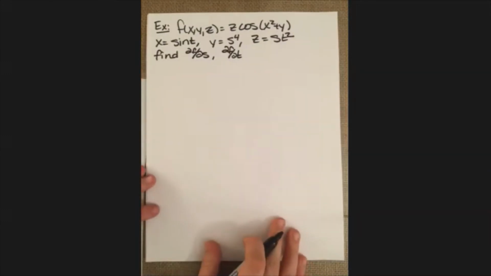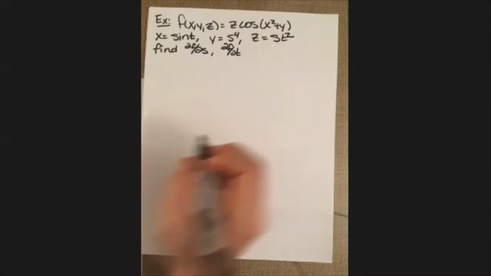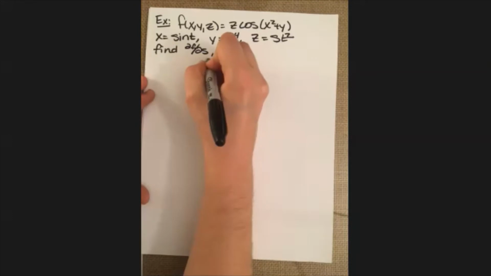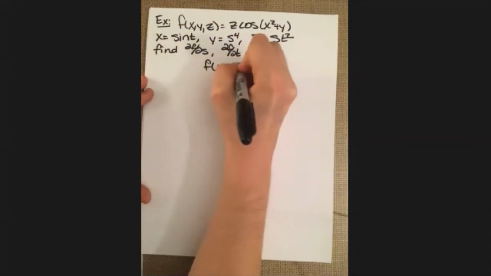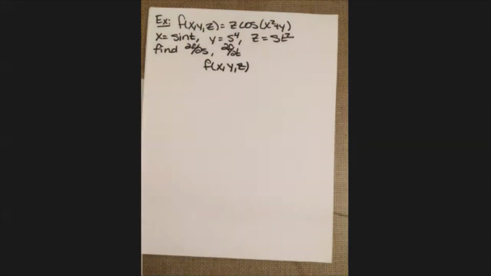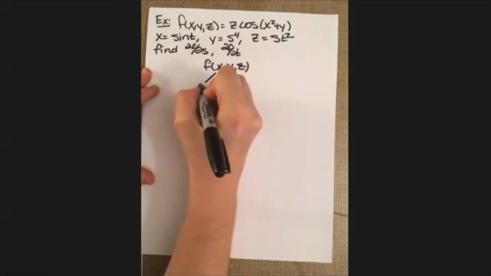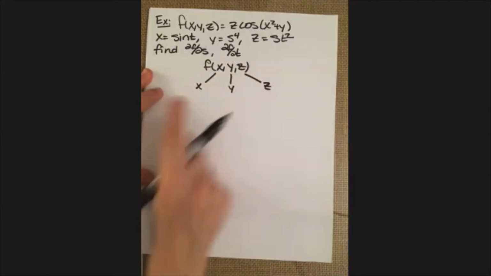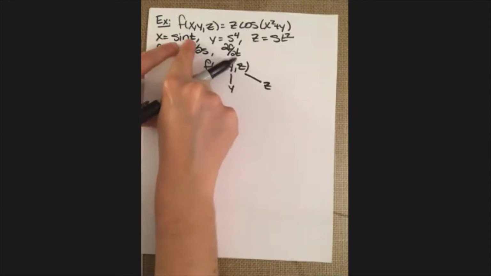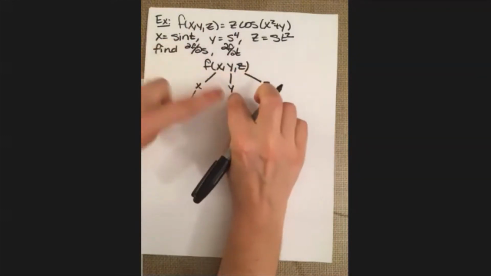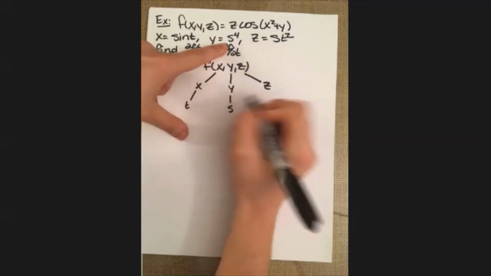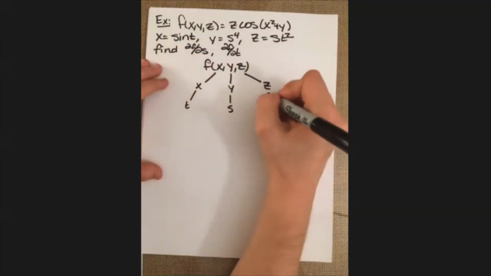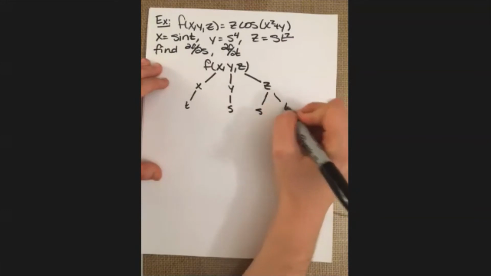Okay, so I always like to start with drawing that tree. So I have f of x, y, z. And now this time, f is dependent on 3 variables. So x, y, z. In this scenario, x is only dependent on t. Y is only dependent on s. And z is dependent on both s and t.